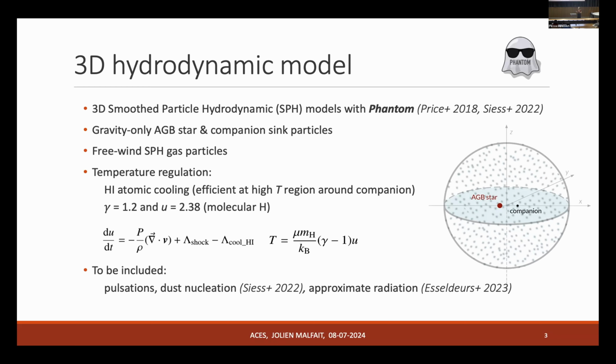And because we cannot model the pulsations and dust and all the fancy things that they do with the CO5BOLD codes, we have to artificially balance the gravity of the AGB star, and that way we can more easily launch the winds. So then we model some cooling, H1 atomic line cooling, which is included in the equation I showed there. That is to cool down the region around the companion, because if we don't include this cooling, we get super high temperatures and weird things happening in the simulations.